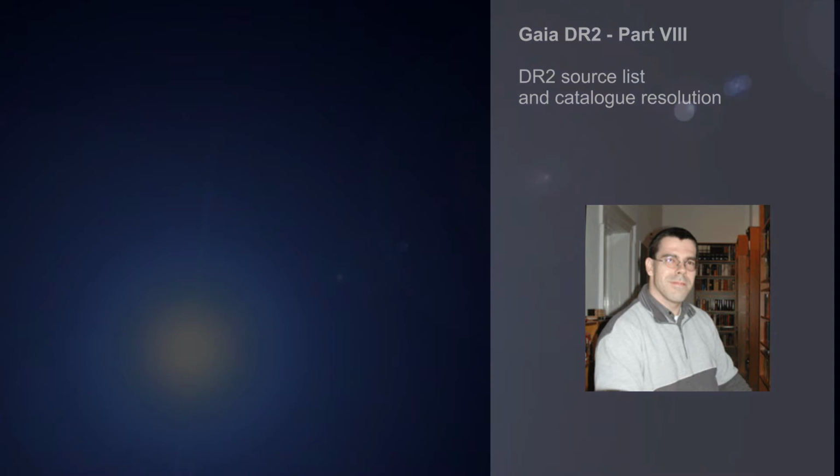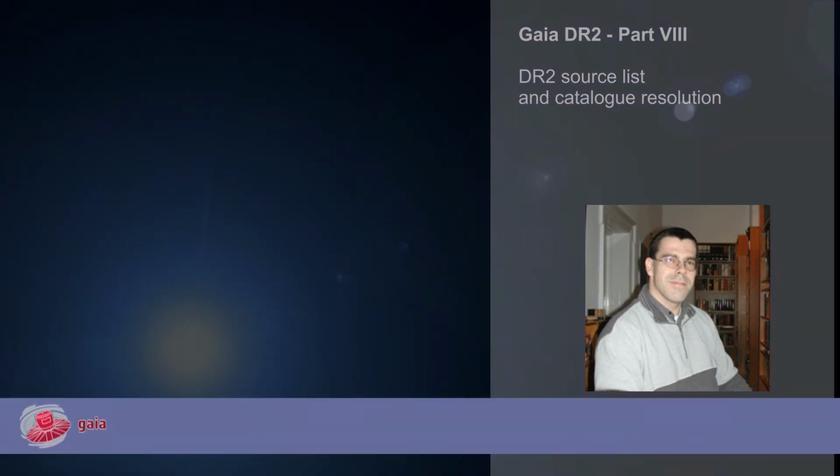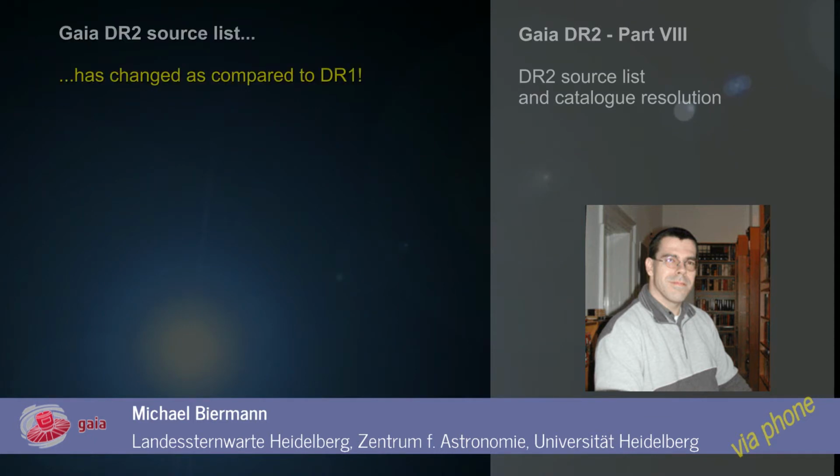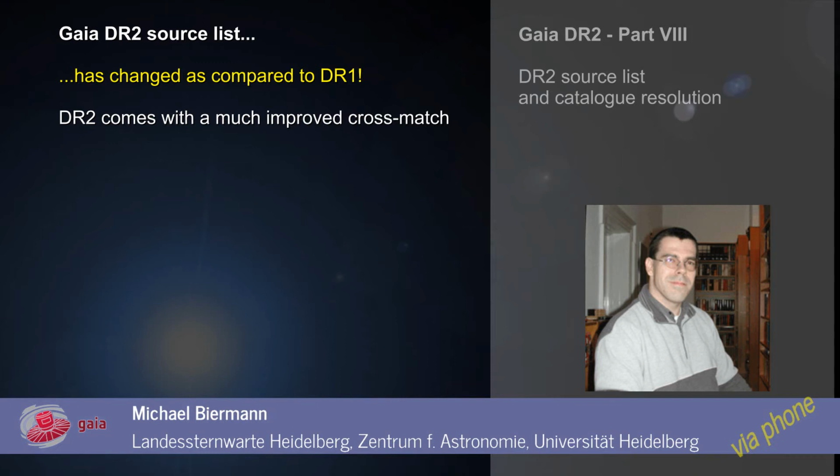Okay, there are two things I would like to highlight when discussing the second Gaia data release. The first one is the Gaia data release 2 source list, which has quite a bit changed compared to what is available for the first Gaia data release. The reason for that mainly rests with the much improved cross-match we have done for the second Gaia data release.